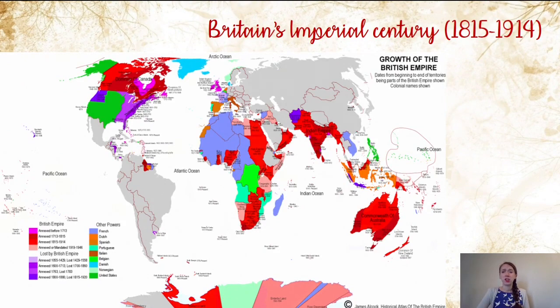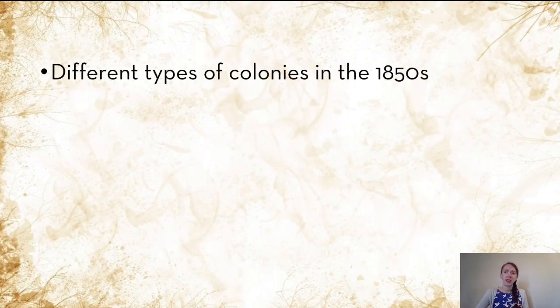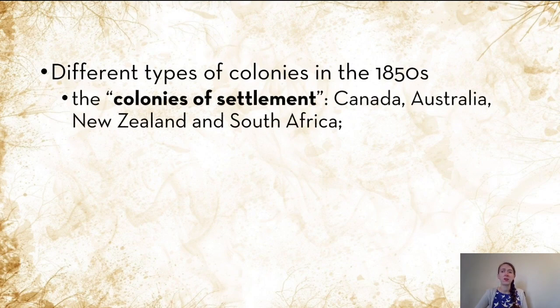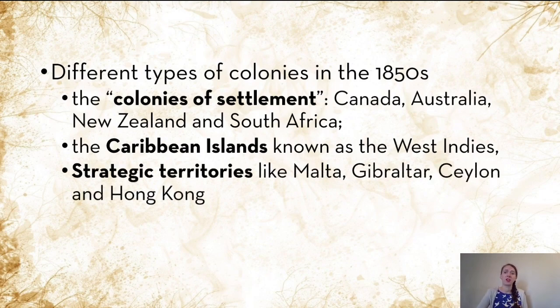And then we have a third phase in the history of the British Empire, which basically leads us to highlight the existence of different types of colonies in the 1850s, with colonies of settlement like Australia that we've just mentioned, or Canada and New Zealand, or places in South Africa, at least until the Boer Wars. You also had the Caribbean islands that were known as the West Indies, and strategic territories as well.